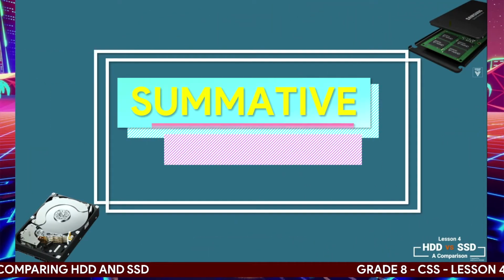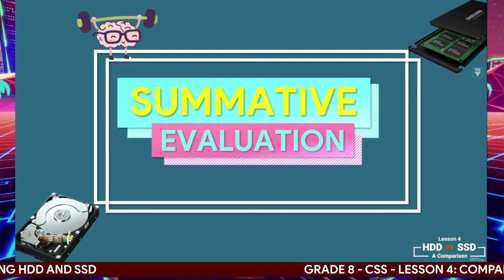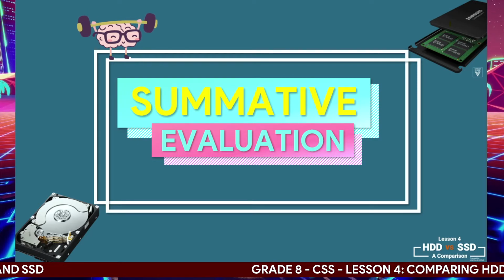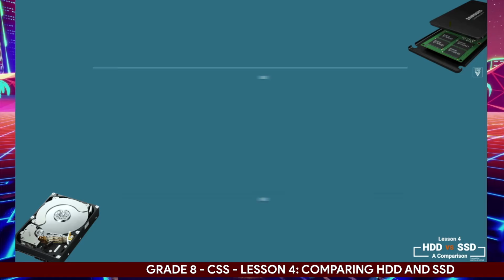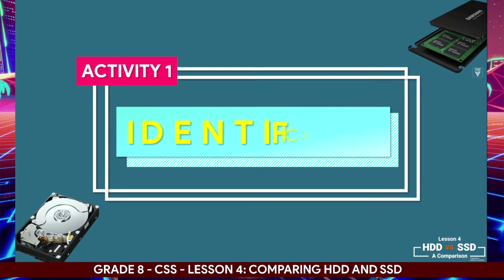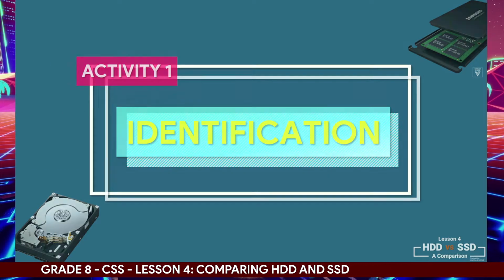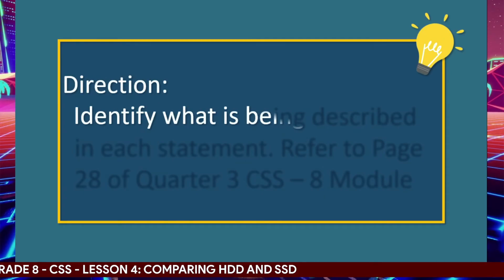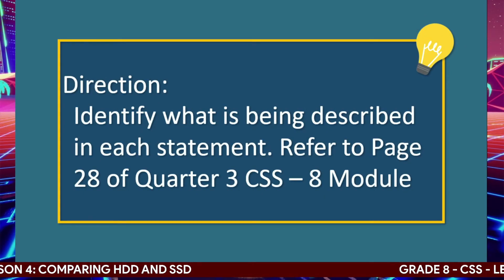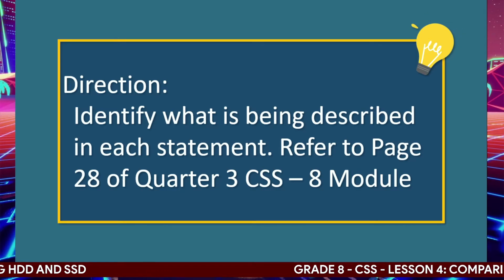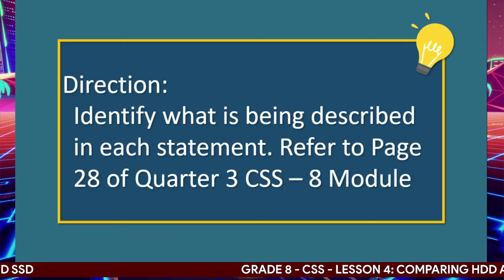Prepare your pen and paper and let's get your brain working. Let's have your summative evaluation. Activity 1. Identification. Direction: Identify what is being described in each statement. Refer to page 28 of Quarter 3 CSS 8 module.